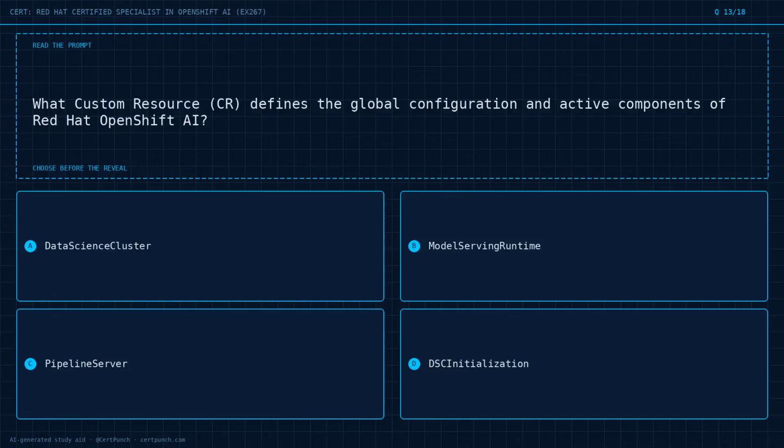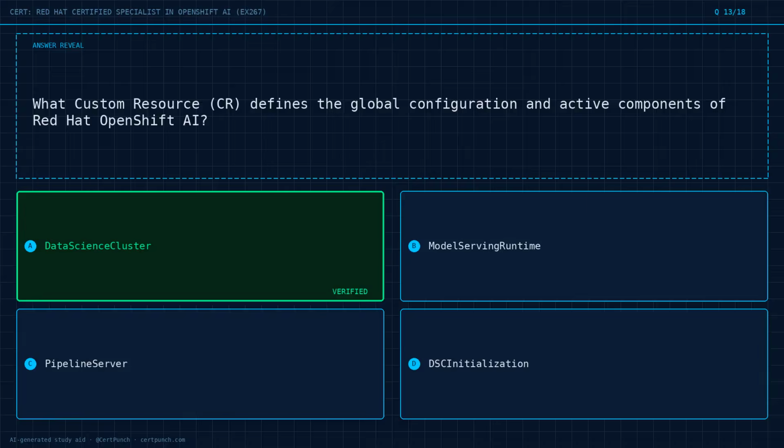Question 13 of 18. What custom resource, CR, defines the global configuration and active components of Red Hat OpenShift AI? Option A, Data Science Cluster. Option B, Model Serving Runtime. Option C, Pipeline Server. Option D, DSC Initialization. Choose the best answer before the reveal.